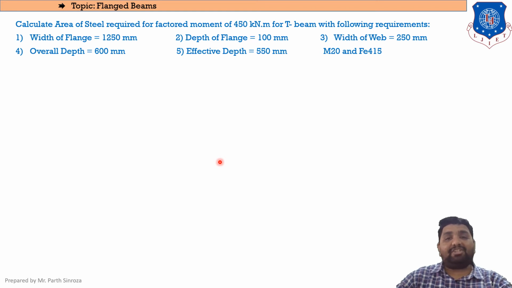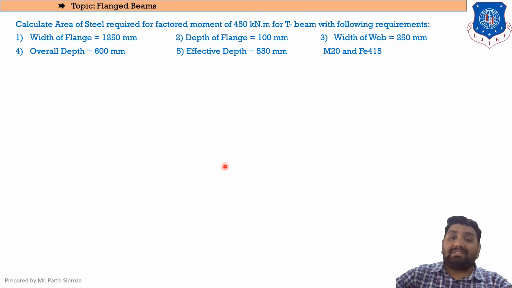But for a flange section, we know that there are three forces, C1, C2 and T. C1 is 0.36 fck b xu, whether it can be of flange or whether it can be of web, depending upon the neutral axis. C2 is 0.446 fck (bf minus bw) into Df. And T, that is the tension force, is 0.87 fy Ast.